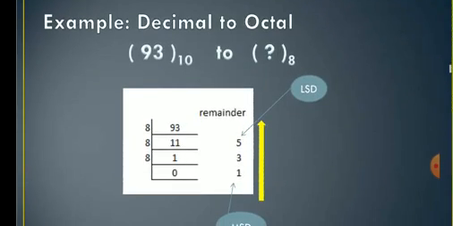Look at this procedure. 93 base 10, that is the decimal number. How to convert this decimal number into octal?